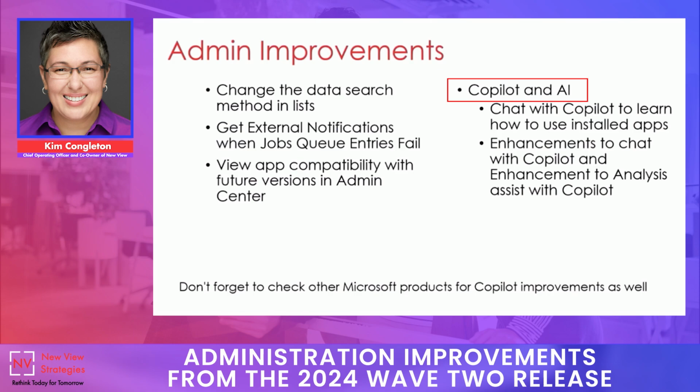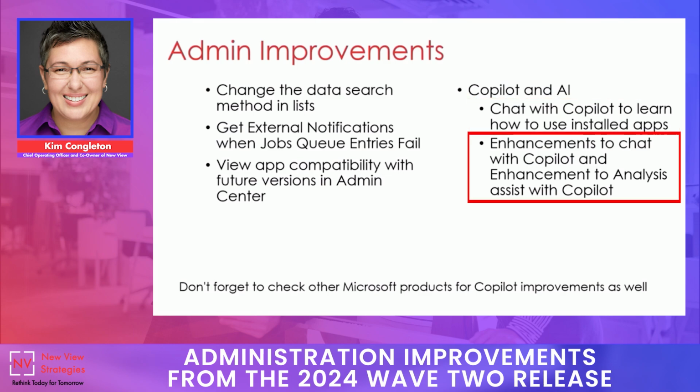Also, Copilot and AI, there were quite a few improvements listed under Copilot and AI. A couple of them that are just kind of cool that I want to call out. The chat with Copilot to learn how to use installed apps. That's pretty cool. That way you can get help with their apps right inside of Business Central rather than have to go to the website. So that's pretty nice. Enhancements to chat with Copilot and the analysis assist with Copilot. Those things I think they're going to continue to improve upon with each release. So I think that's just going to be a bullet point and something to look for in each release. Also, don't forget to check other Microsoft products for Copilot improvements as well.